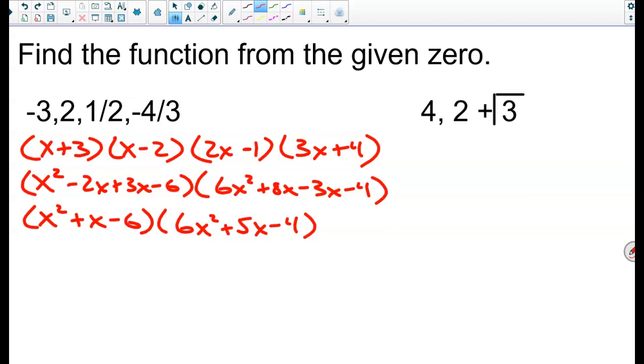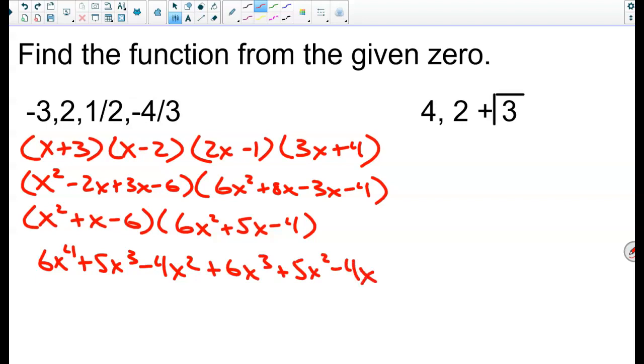And now I'm going to take the x squared and multiply through everything. 6x to the fourth, 5x cubed, minus 4x squared. I'm going to multiply everything through, multiply everything by x now. Plus 6x cubed, 5x squared, minus 4x. And then we're going to multiply everything through by negative 6. Negative 36x squared minus 30x plus 24. And then you just finish by combining like terms.